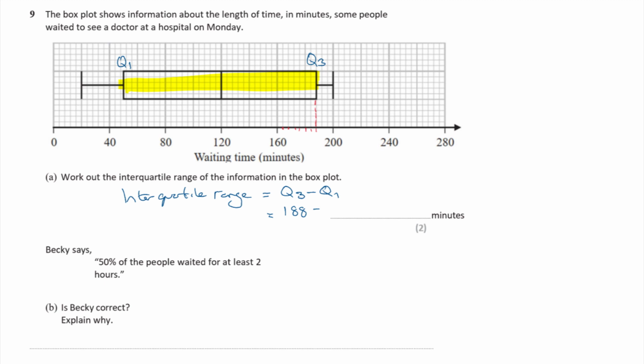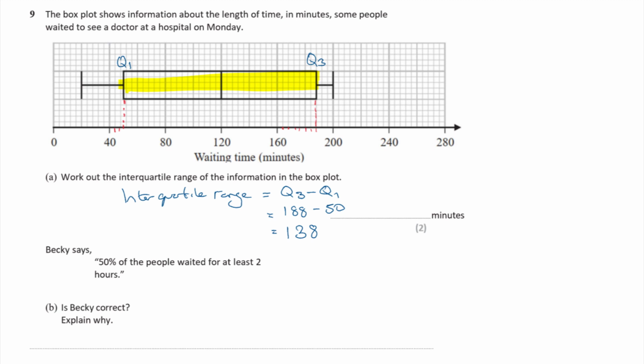In the other direction, Q1, again, counting up. Where's Q1? Q1 is actually halfway between those blocks, isn't it? So that is 40, 44, 48, and halfway between 48 and 52. So I'm going to say that's 50. So the interquartile range is going to be 188 take away 50, so that is 138.